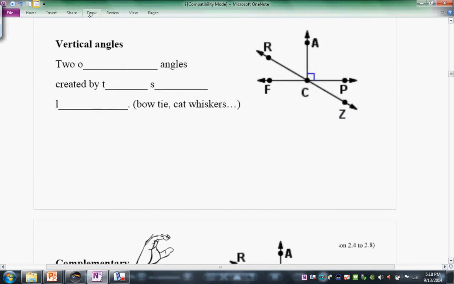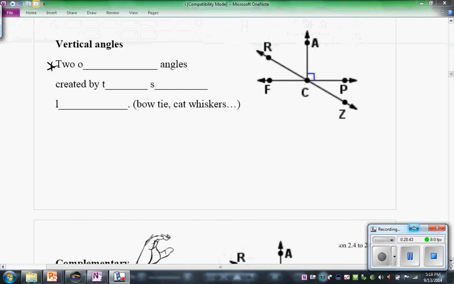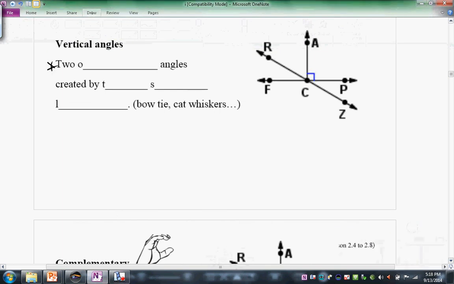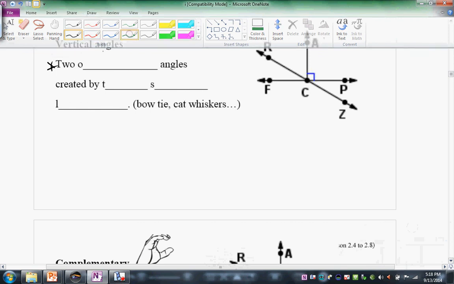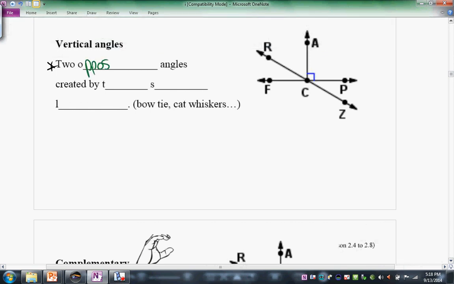Vertical angles. Put a star by this. It's by far the most common. Vertical angles are two angles which are opposite of each other, created by two straight lines.